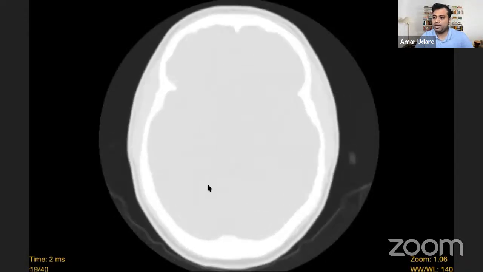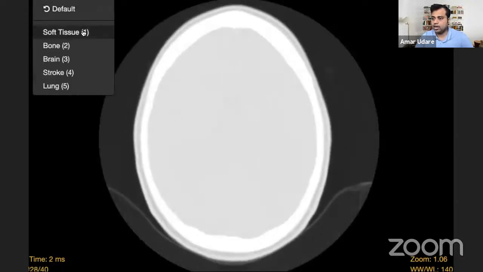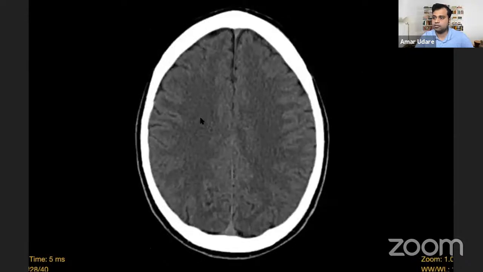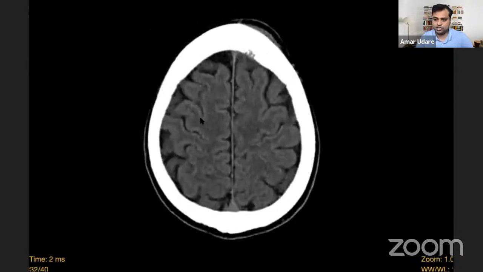So there is none. So probably it was just extraaxial fat that was simulating pneumocephalus. Okay, so that's the image of significance. Scalp hematoma, excellent. That's at least you have picked up the abnormality here. So what we are looking at, this patient did not have any history.